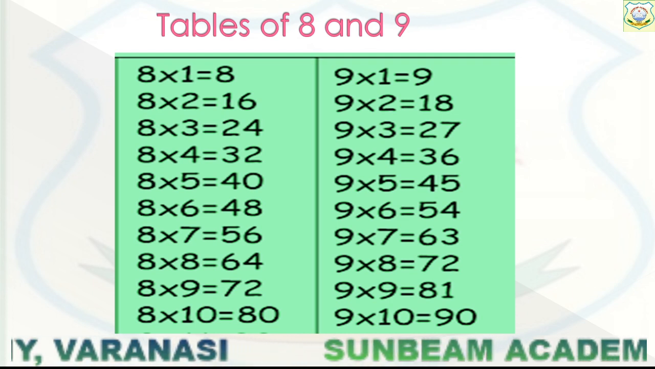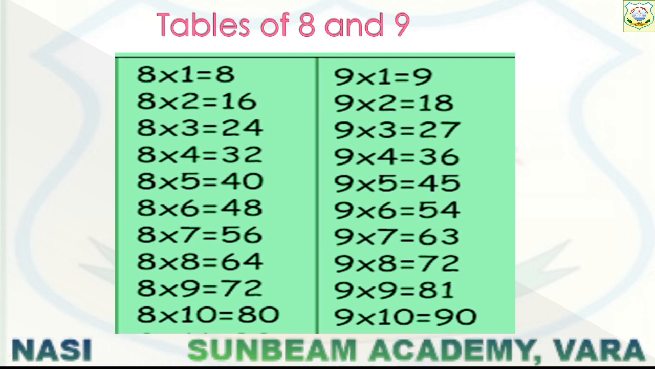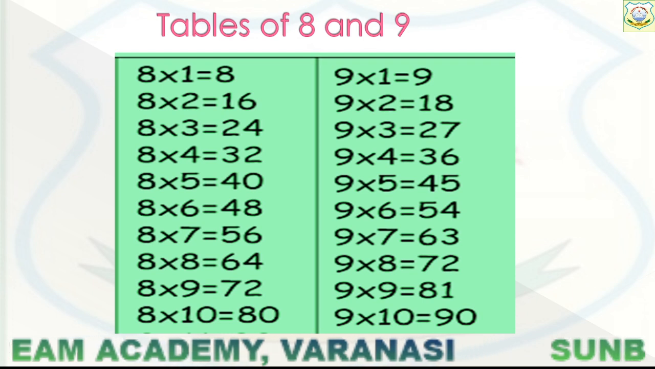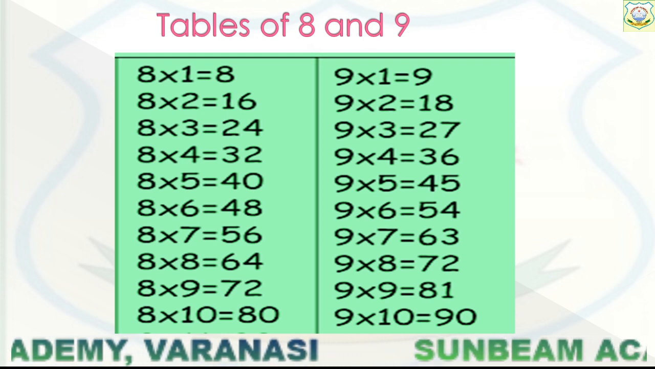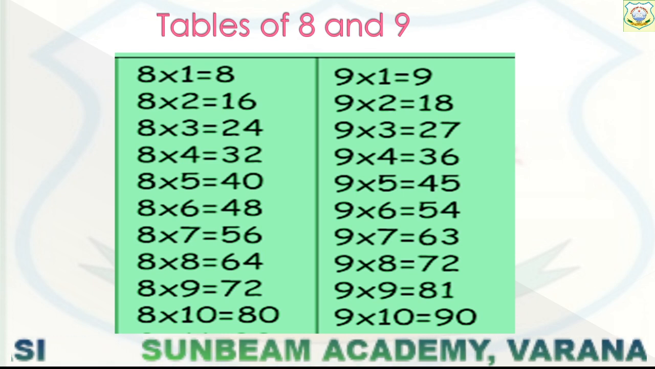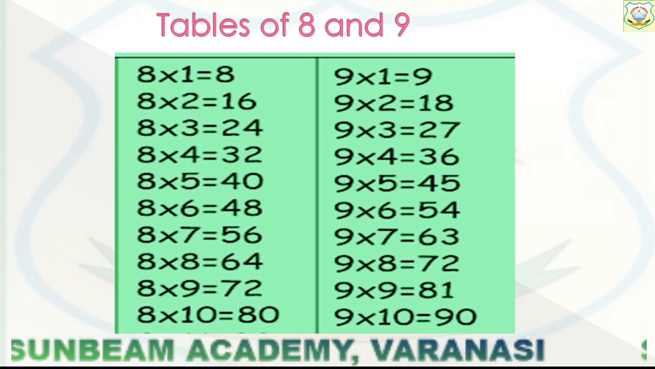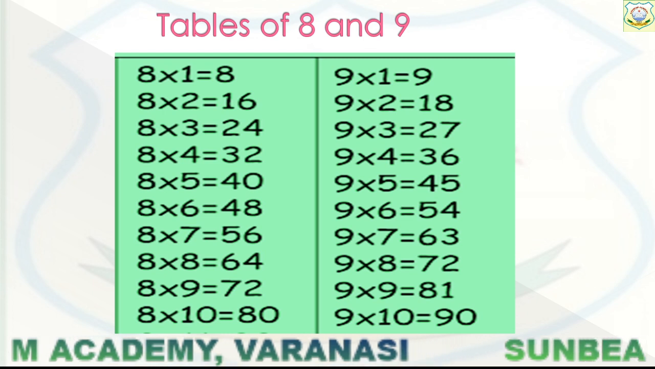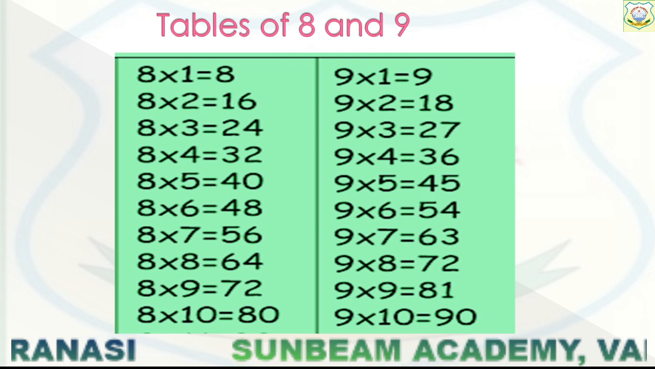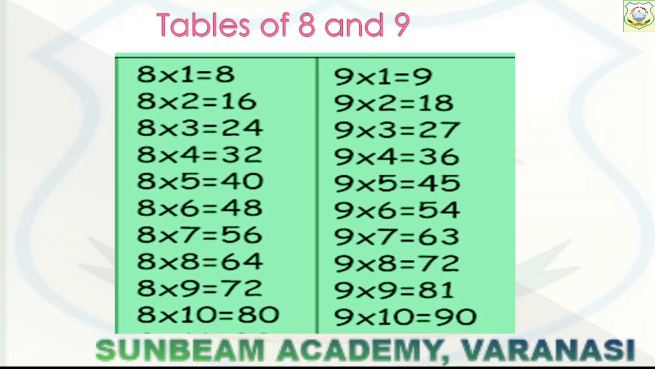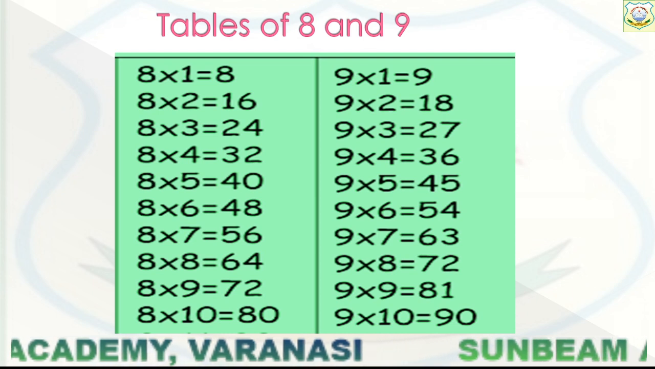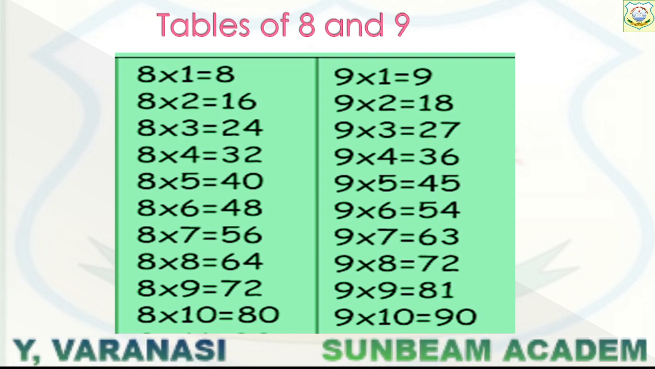8 ones is 8, 8 twos are 16, 8 threes are 24, 8 fours are 32, 8 fives are 40, 8 sixes are 48, 8 sevens are 56, 8 eights are 64, 8 nines are 72, 8 tens are 80. So do it fast. Repeat once again on your own.